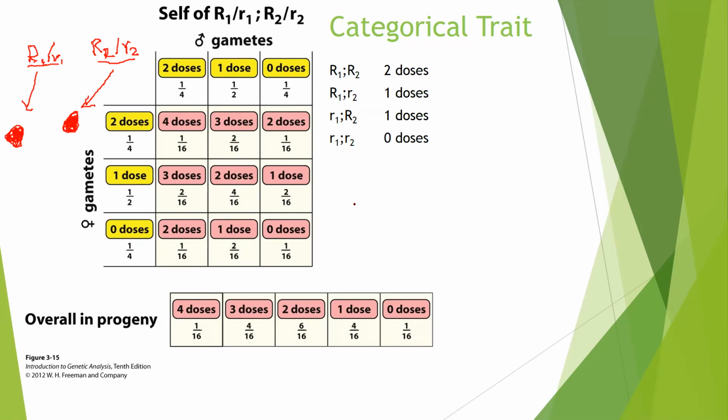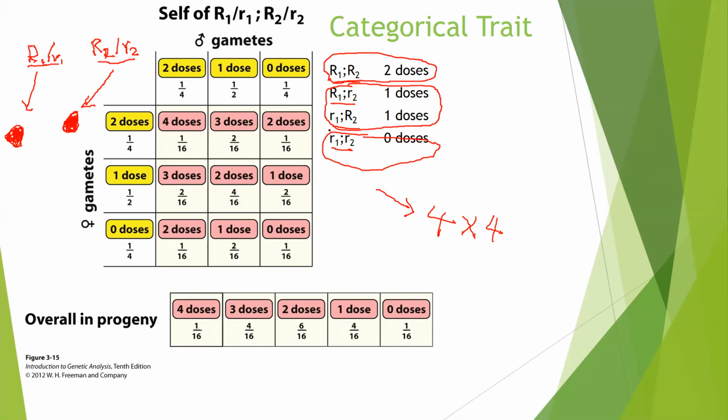here. This is equivalent to the 4x4 table we are very familiar with, right? That Punnett square is actually the same as this 4x4. Why? Because for each parent we still have 4 types of gametes, but these gametes will give you 2 doses of the red pigment, and these 2 gametes will give you 1 dose each. This gives you a 0 dose. So we can group these 2 gametes to form 1 category here.